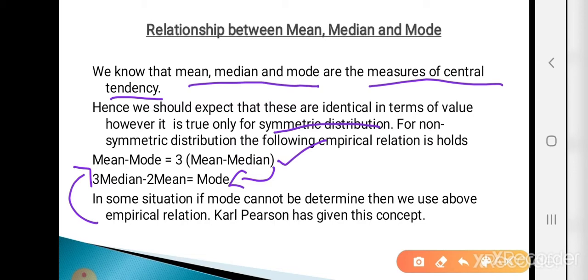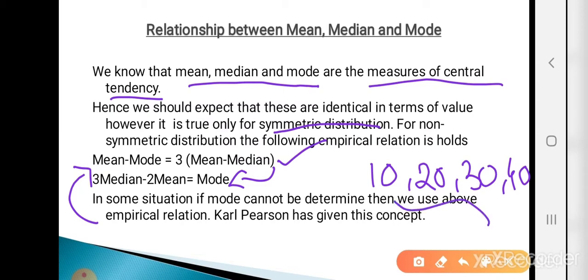In some situations, if mode cannot be determined, for example, suppose my ungrouped data is 10, 20, 30 and 40. What is the mode for ungrouped data? The most repeated observation or observations. Here the data is 10, 20, 30, 40. Here no value is repeated, that's why the mode does not exist. So in this situation we can't calculate the mode, so we use the empirical relation to find the mode in such type of data.